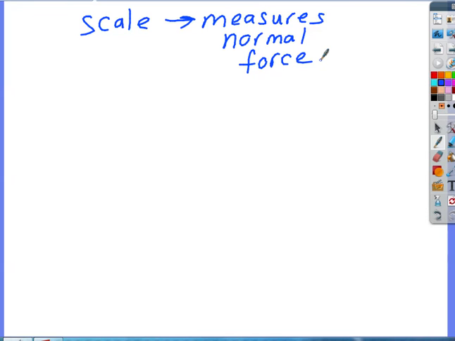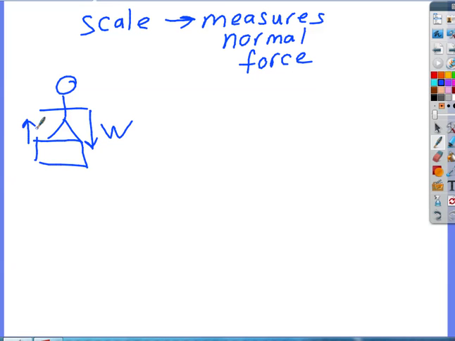All right? When you stand on a very large scale, you push down on the scale with your weight, and it pushes back up. And that would be the normal force. It's actually reading the normal force, because if you decide that you want to push down harder, you should see that reading change. And that's because it's the normal force that it's actually reading. How much is it actually having to push back up on you?